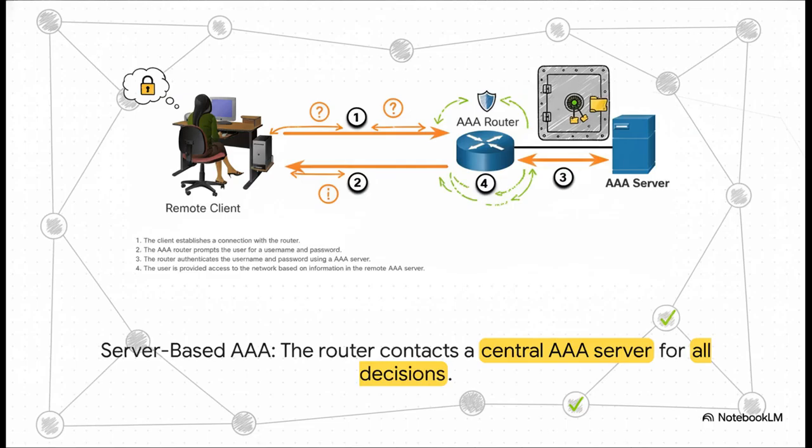Now, this is the modern standard, server-based AAA. In this model, the router isn't the one making the decisions anymore. It's really just a middleman. When a user tries to connect, the router just forwards that request over to a dedicated central AAA server. That server has all the user accounts, all the policies, and it just tells the router yes or no.